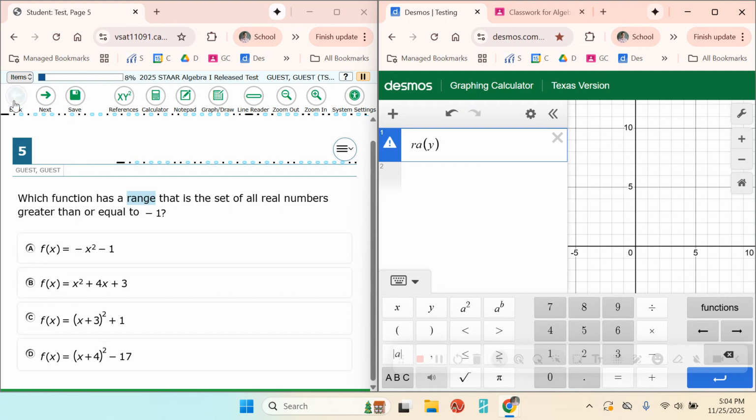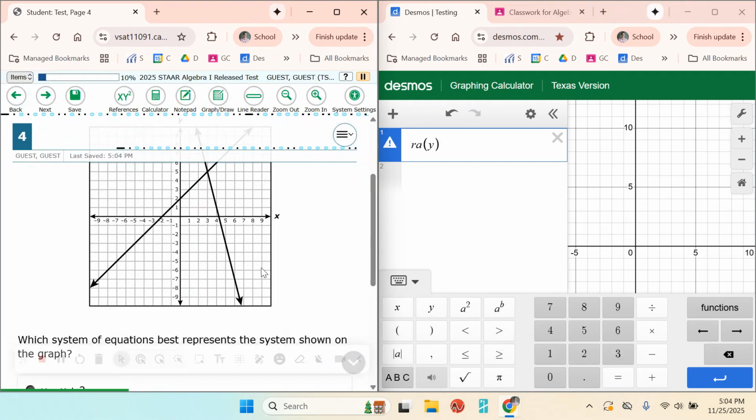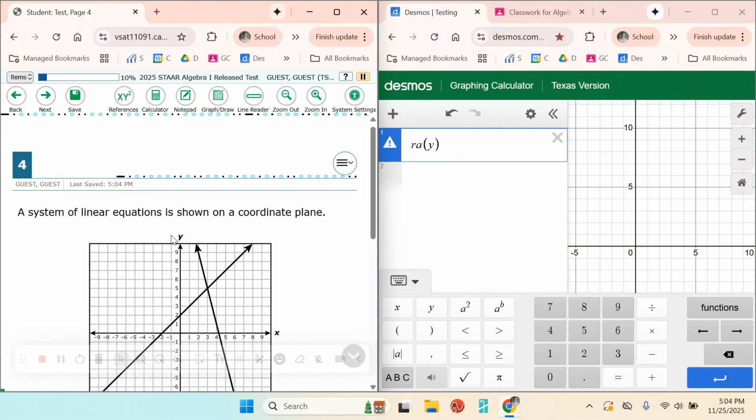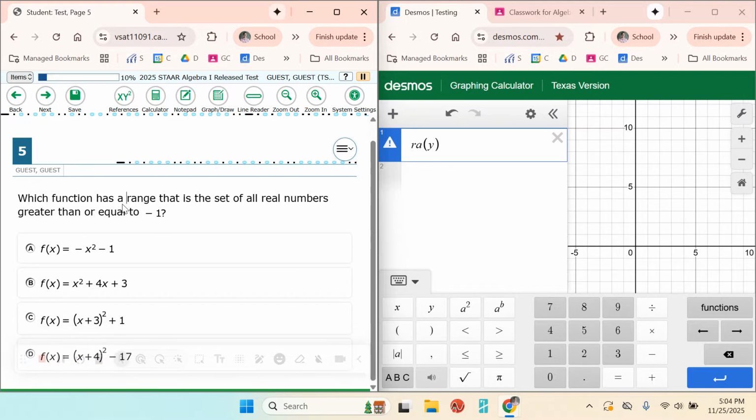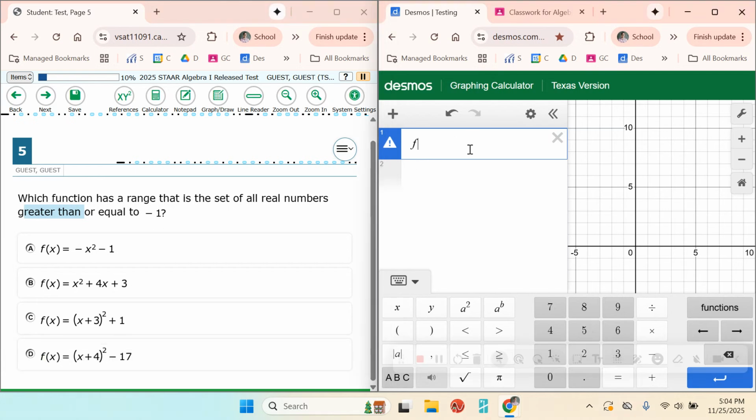And I'm going to go back just a bit to show you a graph. If I'm talking about Y values, I'm talking about the numbers that go up and down. So what does that mean? If I type in all of these answers, I'm looking for something that has a Y value that's -1, and then after that it does nothing but go up because it's greater than. So I'm going to type in the first one and see if it does that.